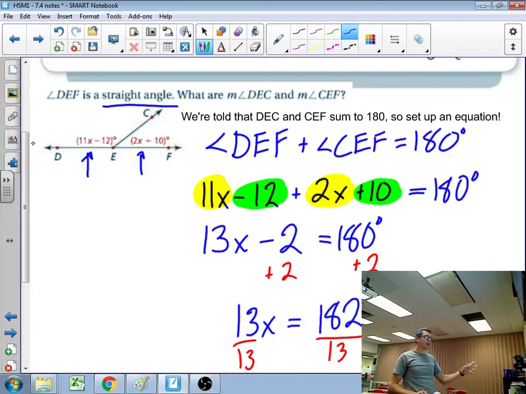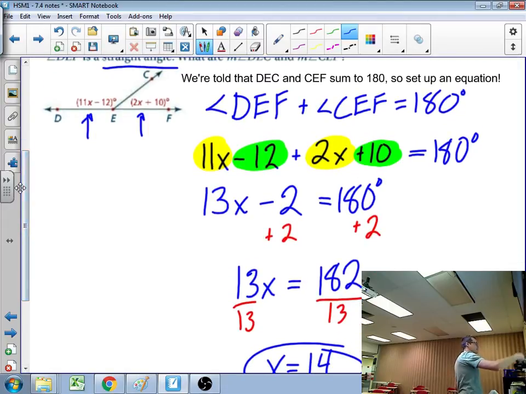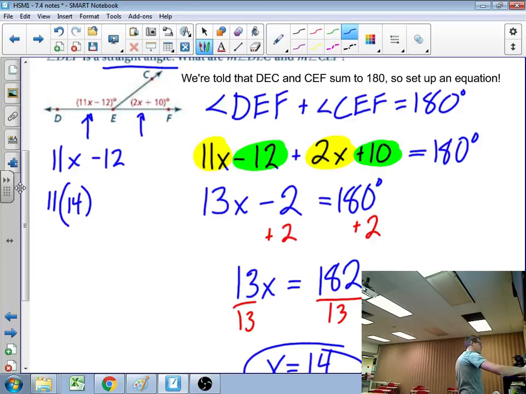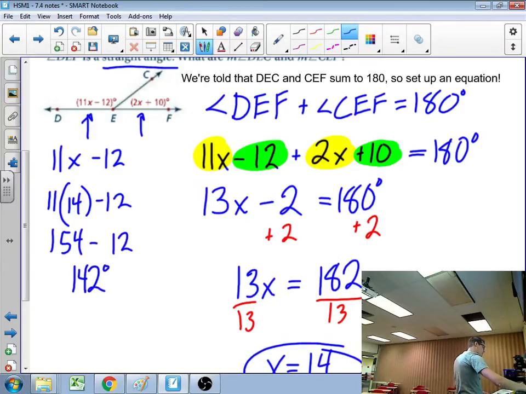So to figure out how big DEC or CEF are, I need to go back and plug it in. So to figure out, let's say, DEC, I need to use the expression 11x minus 12, but now I know that x is 14. So I can say it's 11 times 14 minus 12. 11 times 14 is 154. And when I subtract 12 away from it, I get 142. This is now degrees. So I could come up here and say this is 142 degrees.